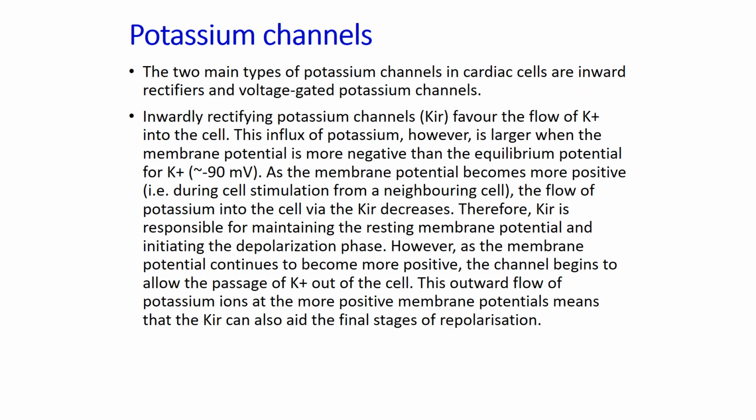Potassium channels. The two main types of potassium channels in cardiac cells are inward rectifiers and voltage-gated potassium channels. Inwardly rectifying potassium channels, KIR, favor the flow of potassium into the cell. This influx of potassium, however, is larger when the membrane potential is more negative than the equilibrium potential for potassium, about -90 mV. As the membrane potential becomes more positive, i.e. during cell stimulation from a neighboring cell, the flow of potassium into the cell via the KIR decreases. Therefore, KIR is responsible for maintaining the resting membrane potential and initiating the depolarization phase.